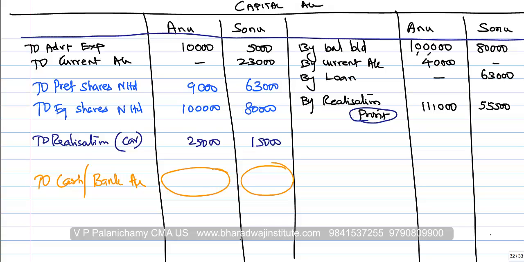To cash or bank, tell me the amount. How much? 1 lakh? 7,000. 1,07,000. The other one? 12,500. If you place this in the cash account, it should tally.